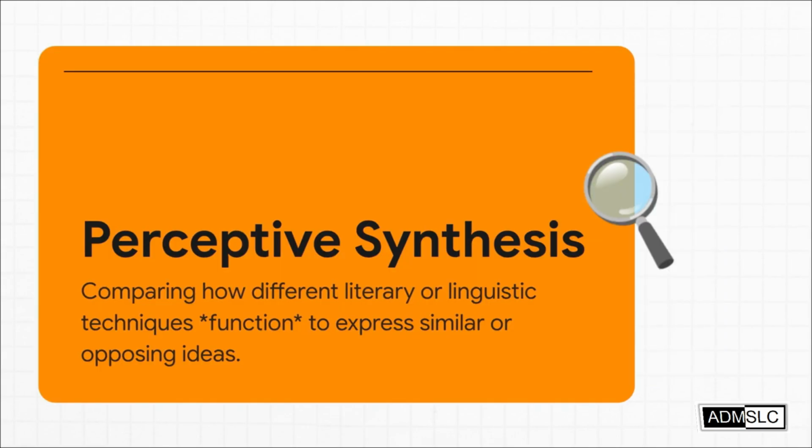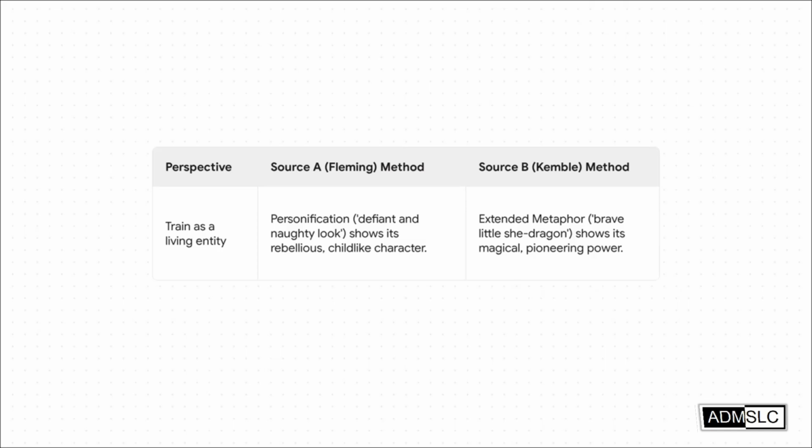So here's the big secret, the grade 9 mindset shift. It's not about playing spot the device. He uses a simile, she uses a metaphor. The perceptive question is, what job is that simile doing? And how does the job of that metaphor compare? It's all about comparing the function. This table just lays it all out perfectly.